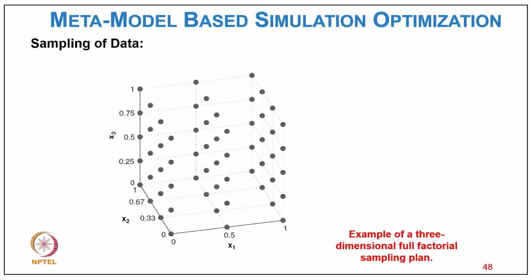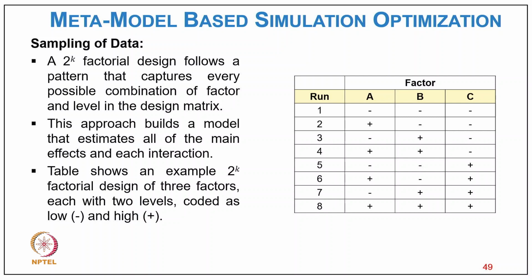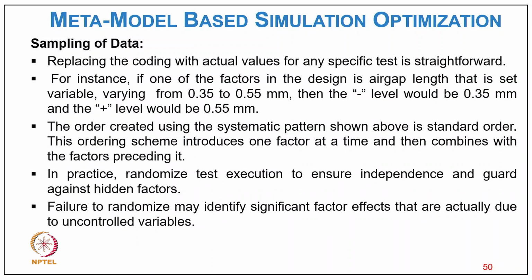And here it is typically on the sampling of data. You can see an example of a 3-dimensional full factorial sampling plan. As you look into it, the 2^k factorial design follows a pattern that captures every possible combination of factors and levels in the design matrix. This approach builds a model that estimates all of the main effects and interactions. The table shows an example of a 2^k factorial design with 3 factors, each with 2 levels coded as low (minus) and high (plus), with 8 runs for A, B, C with plus and minus signs.